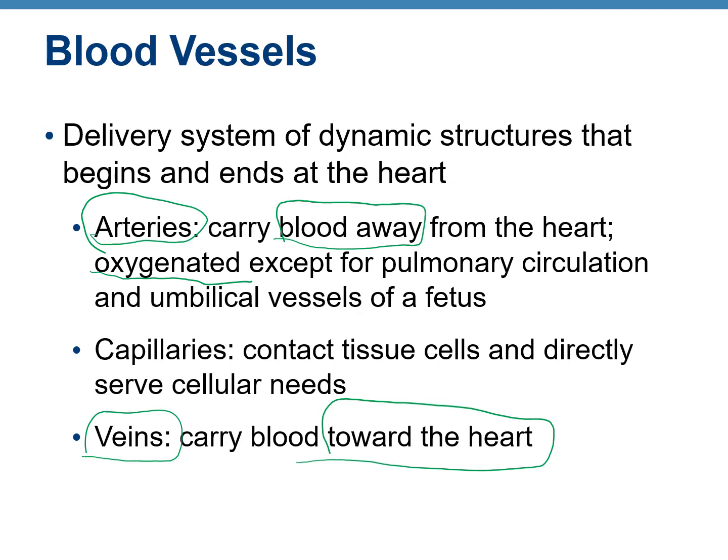Some arteries, the ones that carry blood from your heart to your lungs, actually will carry deoxygenated blood, right? You will carry blood rich in carbon dioxide from your heart to your lungs to get rid of this carbon dioxide. Veins, most of the veins carry deoxygenated blood, but veins that carry blood from your lungs to your heart carry oxygenated blood. And capillaries, they directly serve cellular needs.